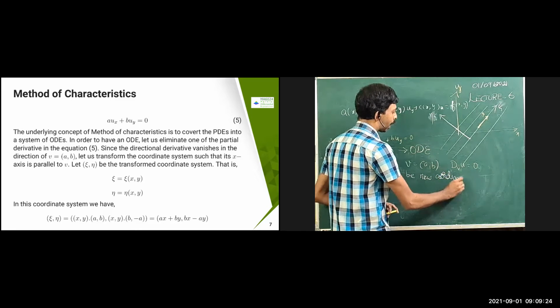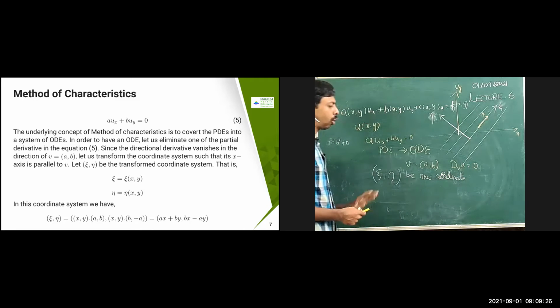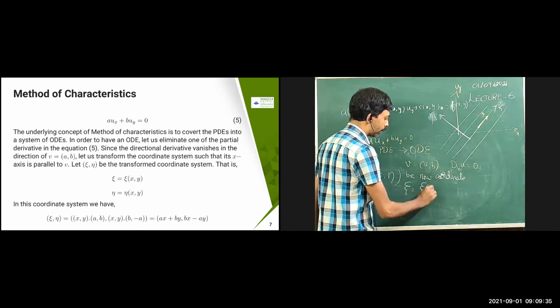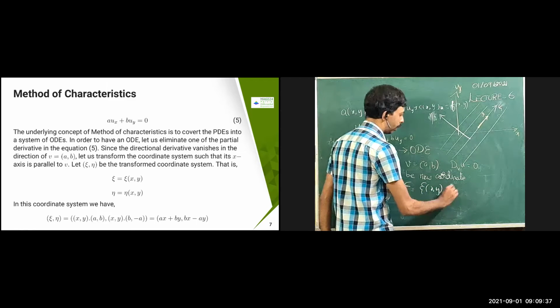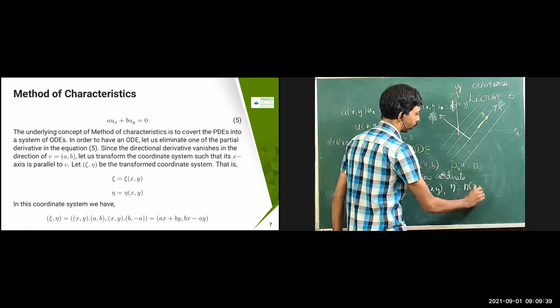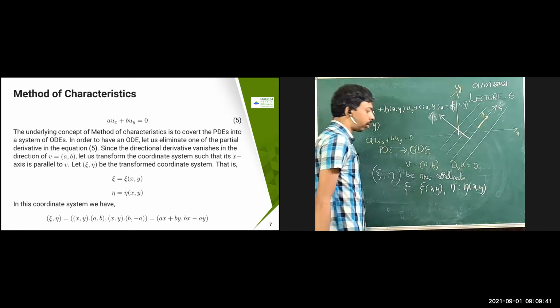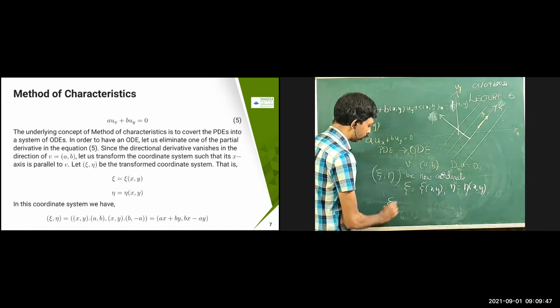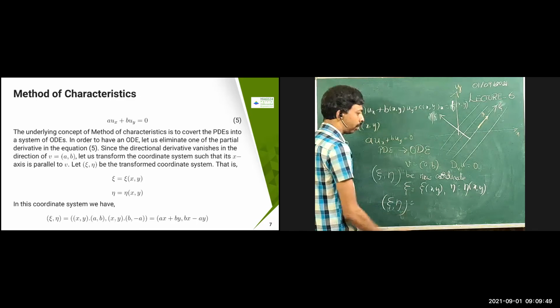So what is the condition for this coordinate system? This is going to be my new, transformed coordinate system. So chi equal to chi of x comma y, eta equal to eta of x comma y. In this coordinate system, chi comma eta should satisfy this condition. What is it going to have?